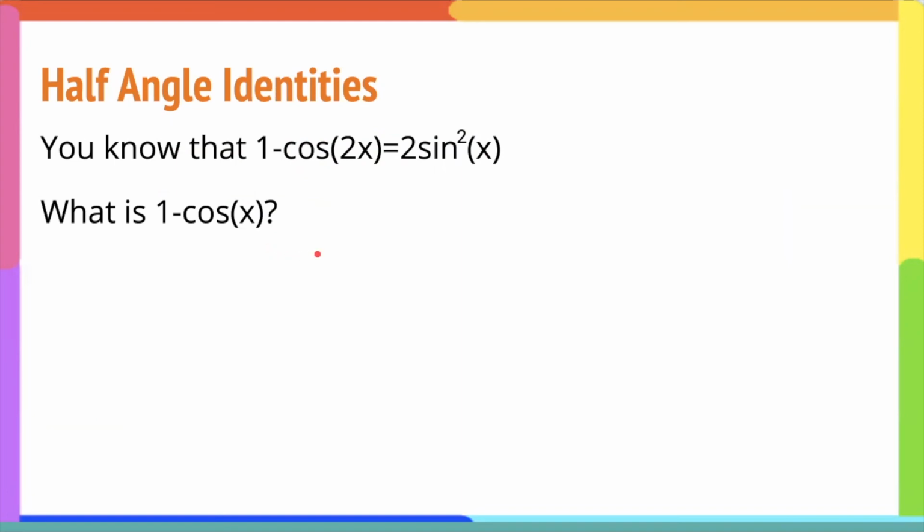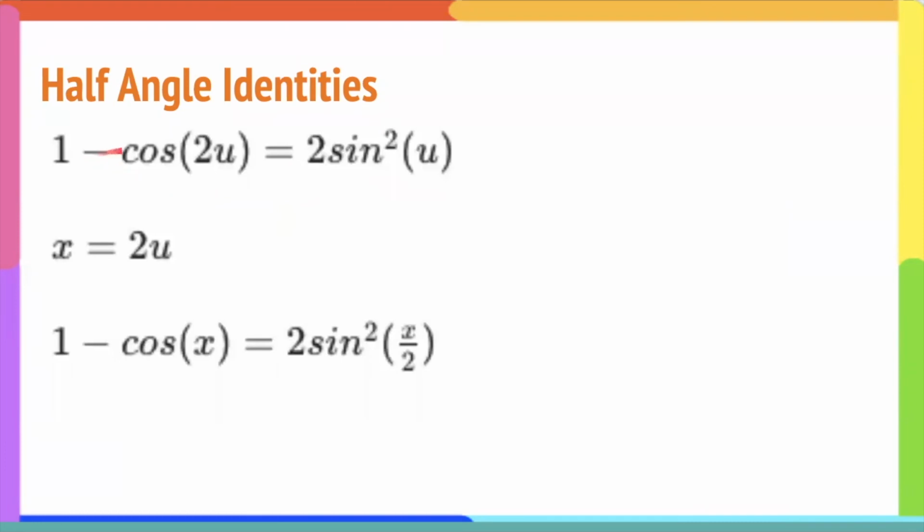So here's the solution. Instead of thinking of this identity in terms of x, we think of it as 1 minus cosine of 2u is equal to 2 sine squared of u. And now we can substitute x equal to 2u. So then we get that 1 minus cosine of x is equal to 2 sine squared of x over 2. And this is where the half angle identities come from. So if you divide both sides by 2 and take the square root, you'll get plus or minus the square root of 1 minus cosine x over 2. And that's the half angle identity for sine.